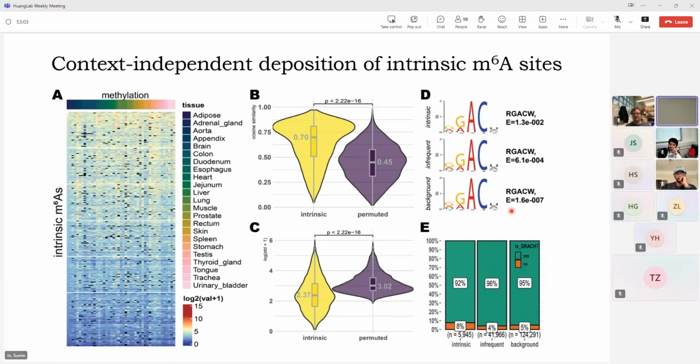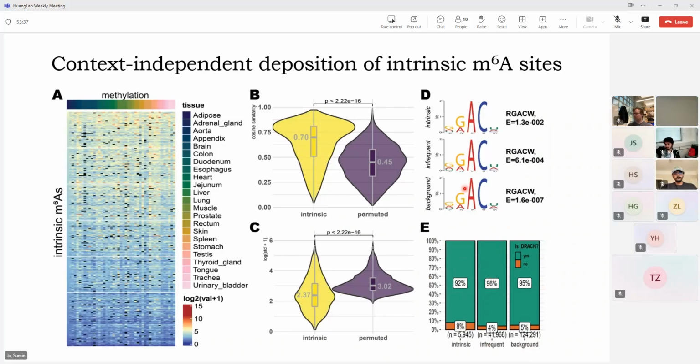However, what we observed is it doesn't matter. All the intrinsic sites have the same DRSH motif. We can see that 92% of intrinsic sites have the exact DRSH motif. We examined the infrequent and background sites also, and even the infrequent or background sites have the exact same DRSH motif in 96% and 95% respectively.